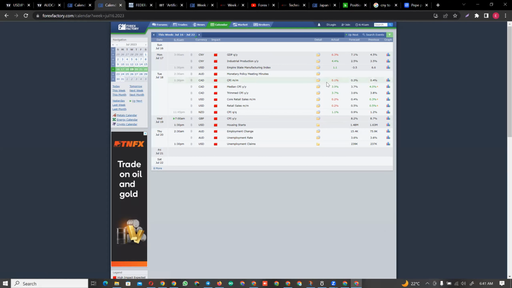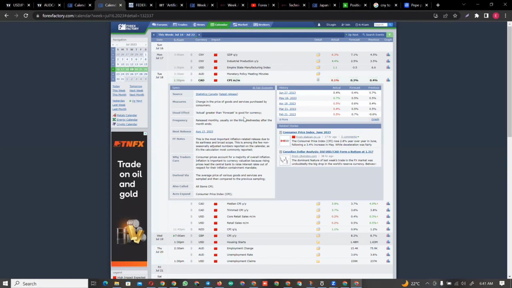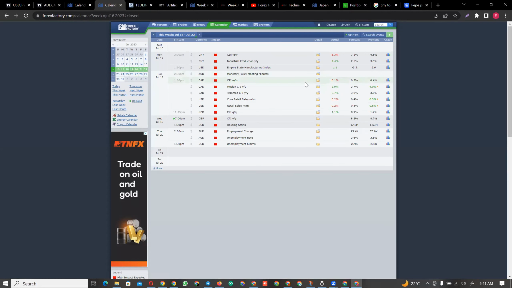You know, the news came out negative, which is bad for the currency. Actual greater than forecast is good for the currency. This is bad. When I saw this, I was like, this thing's supposed to sell. Yeah, it's going to sell. Let me just avoid these people, since this is lower than the forecast. Actually, it's lower than the forecast.